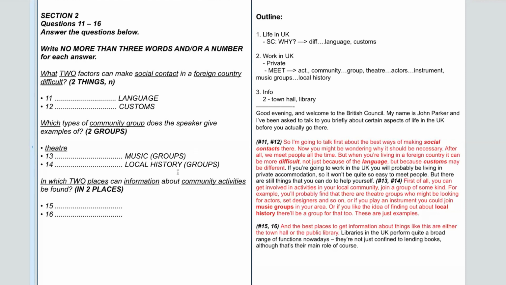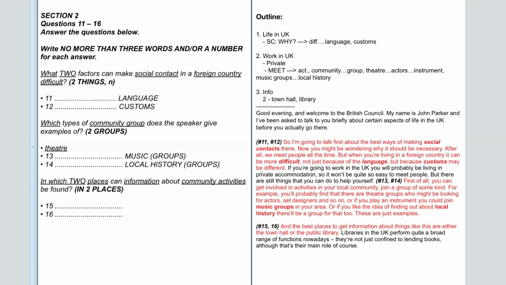Now, this actually confuses students quite a lot because they're not sure whether or not they will be marked incorrect for not including groups. Here are a couple of things that you can use to think about this. If adding it is still within your word limit, I would add it just to be sure. But you notice here that theater does not have group attached to it. And group is already in the question. So it's obvious that music is a group and that local history is a group. That is why it is not obligatory.